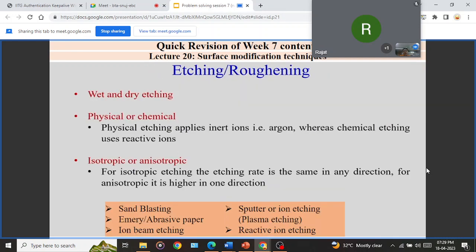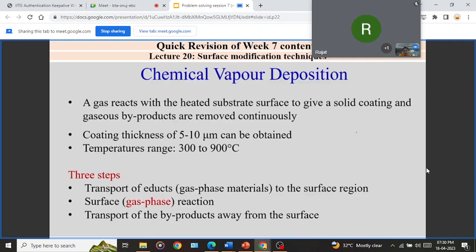Again, etching or roughening. It can include various wet and dry etching techniques, physical or chemical etching techniques, right? So sandblasting, emery or abrasive paper, as I said, mechanical etching includes the use of abrasive papers. Physical etching includes ion beam etching or sputter or ion etching. Again, reactive ion etching is also a way for roughening the surface.